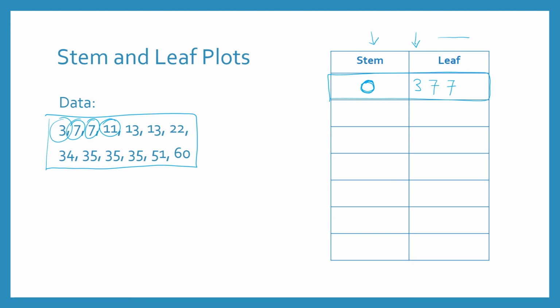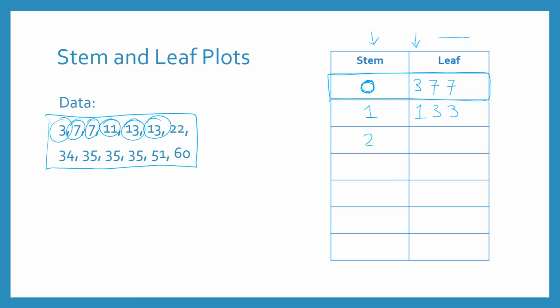Next we go to our 11. Our 11 has a stem of 1, so we put a 1 in our stem, and it has a leaf of 1. So we're going to put a 1 in here. Then we have a 13. Again, a stem of 1, a leaf of 3. Next 13, another stem of 1 and another leaf of 3.